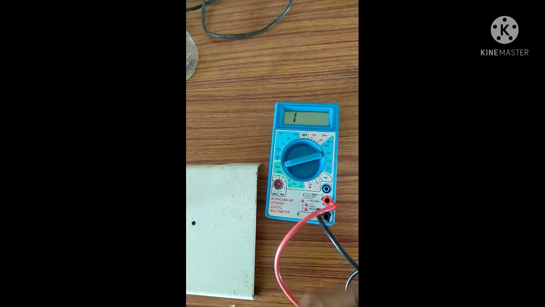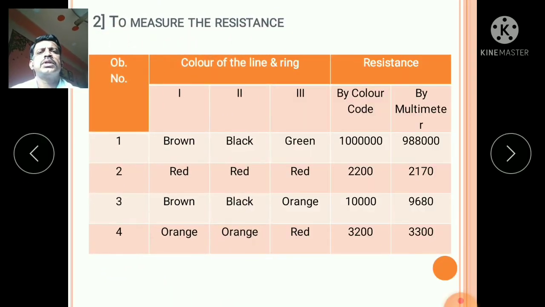So in this way, if we have the multimeter, we get the proper value of the resistance, and if we don't have the multimeter, then by using the color code we can find out the value of the resistance. For brown, black, green, the approximate value is near about 10 lakh, and by multimeter it is near about 9,88,000. So these two ranges match with each other.